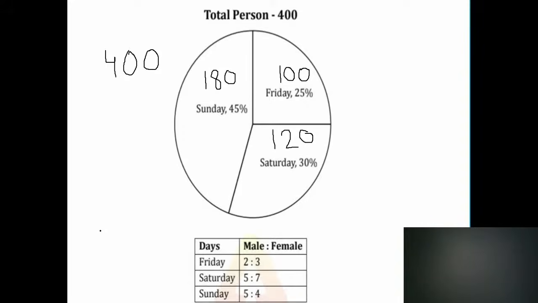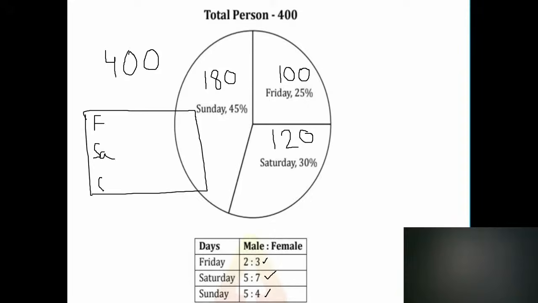Next, let us calculate for females and males also separately. On Sunday, the ratio of male and female is 5 is to 4. On Friday, it is 2 is to 3. On Saturday, it is 5 is to 7. So let us consider a box for this one. Okay, let us take a box. This is for Friday. Next, it is Saturday and Sunday. So this is for Saturday and this is for Sunday.